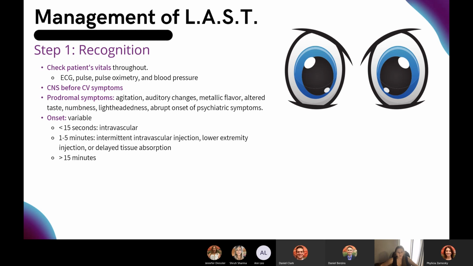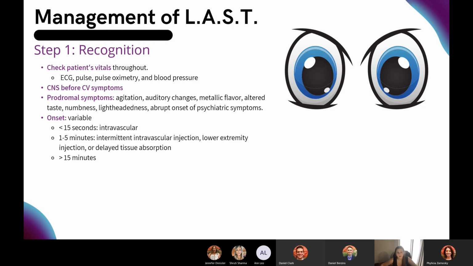So the first step is recognition. And recognition is probably one of the most important steps in the treatment process, because if you're able to recognize the early stages of LAST, you may be able to prevent catastrophic patient outcomes. You can check the patient's vitals throughout the process, pulse oximetry, blood pressure, and possibly EKG if you're able to do that throughout the process to clue you into signs of toxicity.